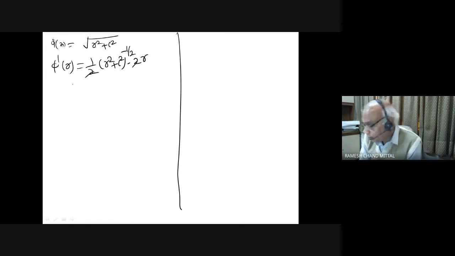Now suppose I take my phi as the multiquadric function, the square root of r square plus c square. This is my multiquadric phi of r. Then, because I have to find the derivative, my phi prime of r will be half into r square plus c square to the power minus half, into 2r, where the 2 cancels with this 2. I hope I am correct.